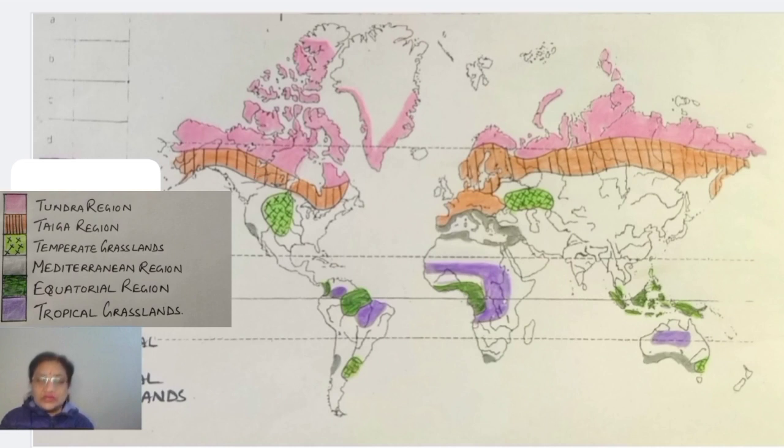Now come to the third one in this particular map, temperate grasslands. Now these are the temperate grasslands, especially if you see temperate, not the tropical. Tropical means somewhere it is close to the tropics or within the tropics. But here what is the word used? Temperate grasslands. So temperate grasslands are found again in different parts.